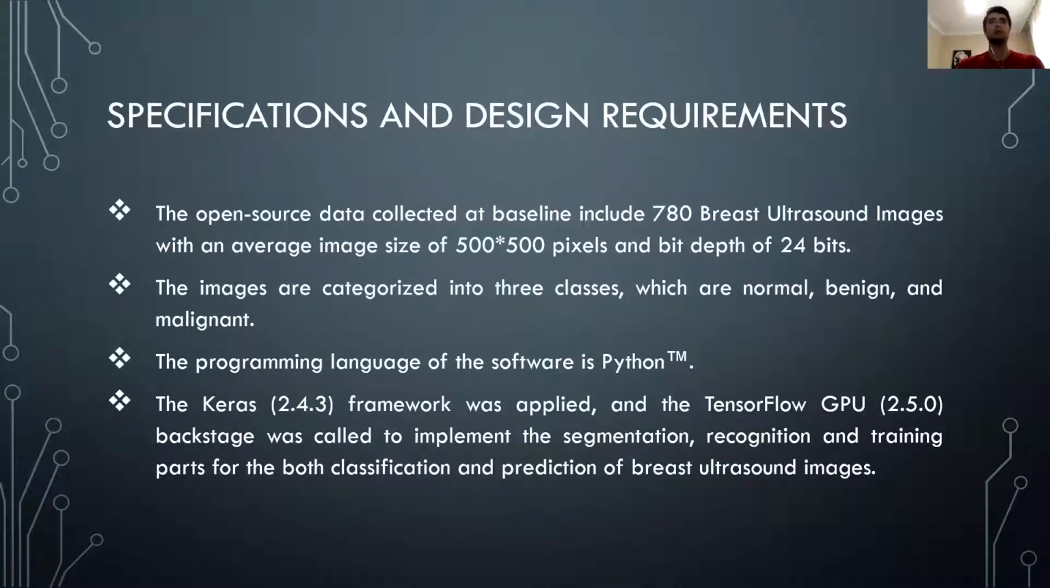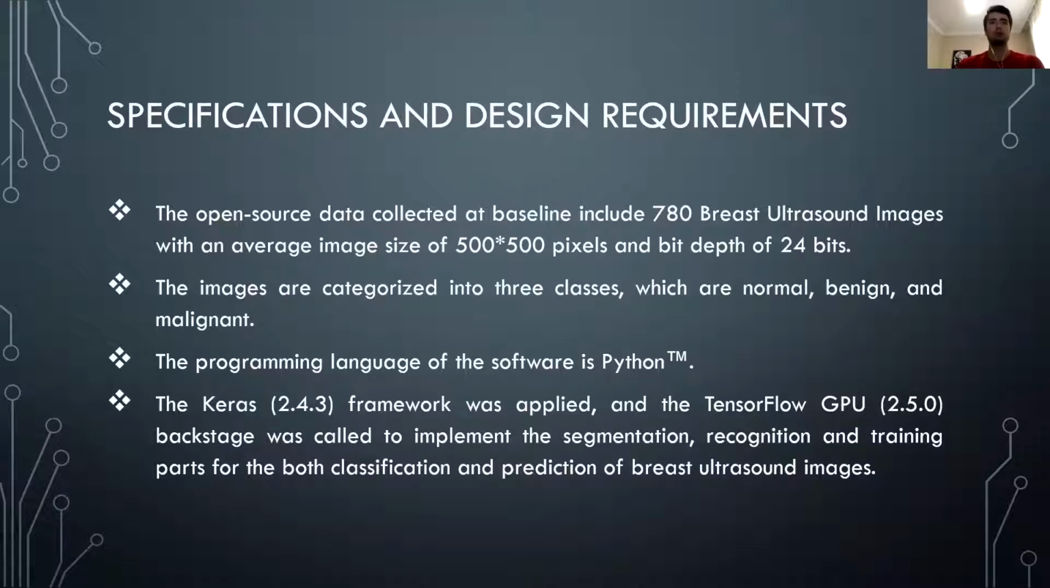For design requirements, the open source data collected at baseline includes 780 breast ultrasound images with an average image size of 500 by 500 pixels and bit depth of 24 bits. The images are categorized into three classes, which are normal, benign, and malignant. The programming language of the software is Python. The Keras framework was applied, and the TensorFlow GPU backend was called to implement the semantic segmentation, recognition, and training for both neural networks.